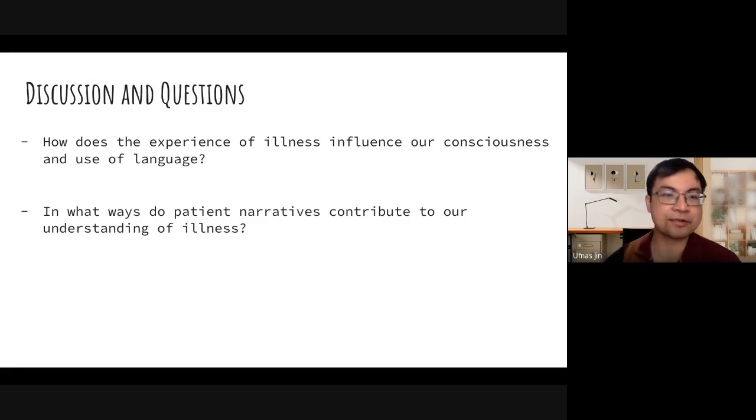So the second question is, in what ways do patient narratives contribute to our understanding of illness? Just imagine you are in a clinic setting, you are a doctor, and the patients come to you telling you their story. How are they going to contribute to the understanding of the illness?